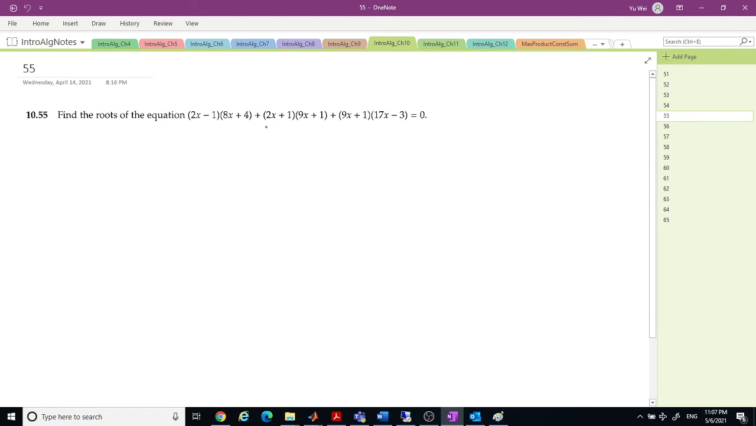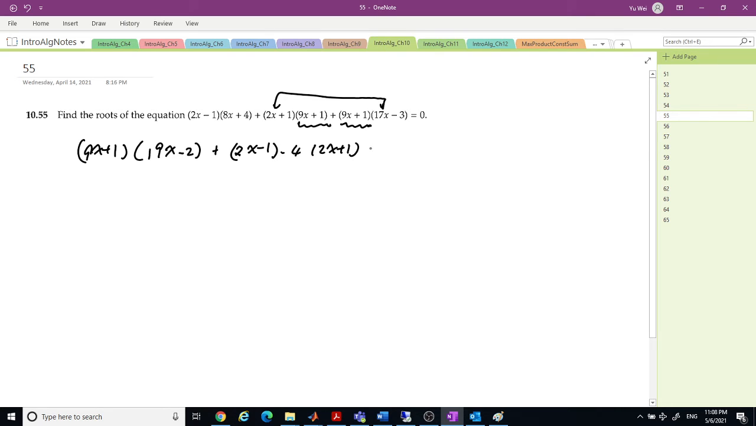So find the roots for this equation, okay? So let's see. If you take a look at the terms, the first is we can combine, right? We can use the common factors to simplify it. Let's do it. So the 9x plus 1, okay, we can combine this term and this term, right? This one is 19x minus 2, and plus 2x minus 1, right, times 4 and 2x plus 1 equals 0.